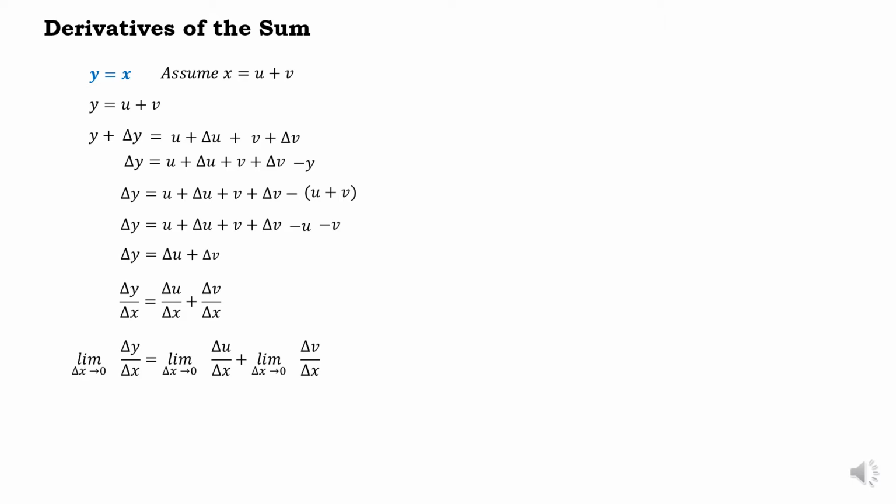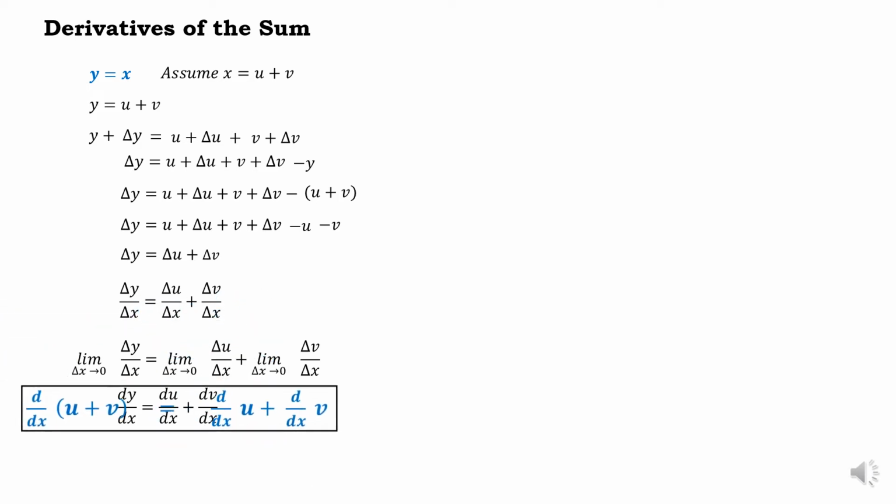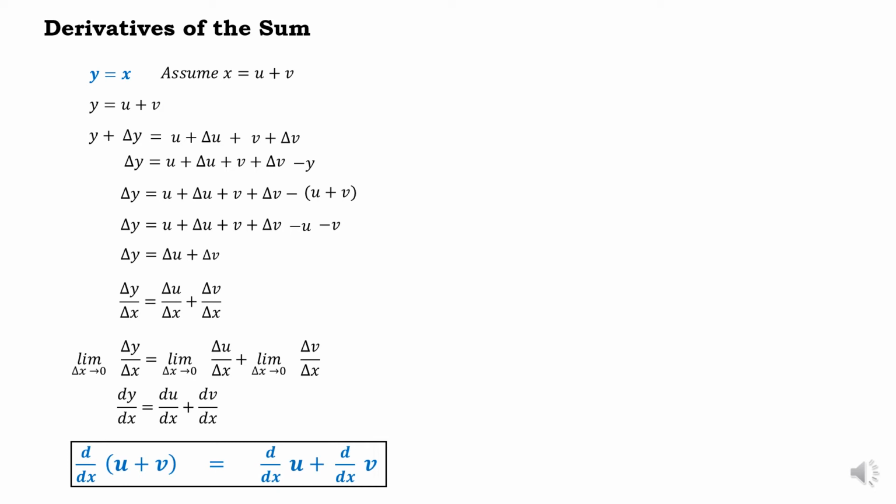0 of increment of y all over increment of x, which is equal to the sum of the limit as increment of x approaches 0 of increment of u all over increment of x and increment of v all over increment of x. Or we can write derivatives of y with respect to x is equal to the derivatives of u with respect to x plus the derivatives of v with respect to x. Therefore, the derivatives of the sum of two functions is equal to the sum of their derivatives.